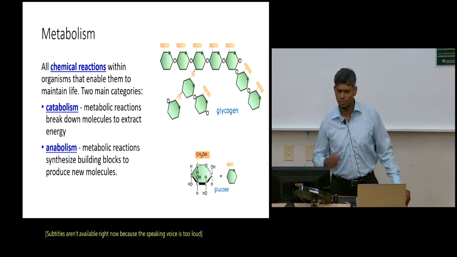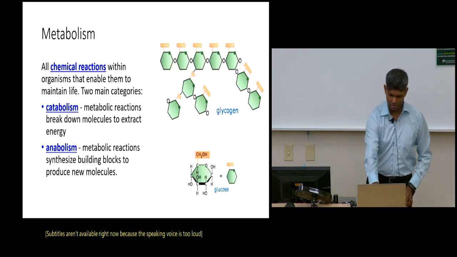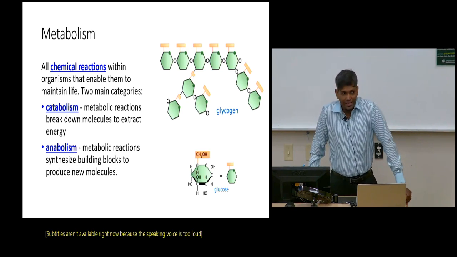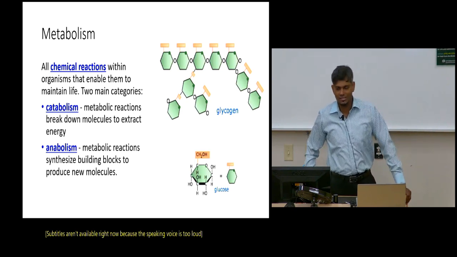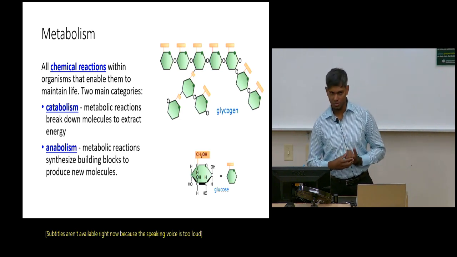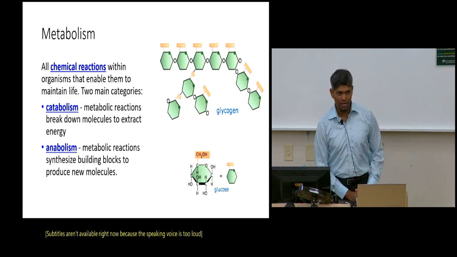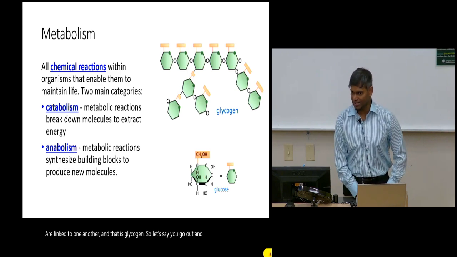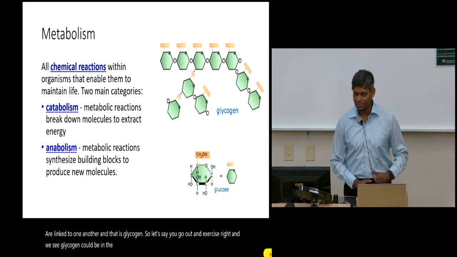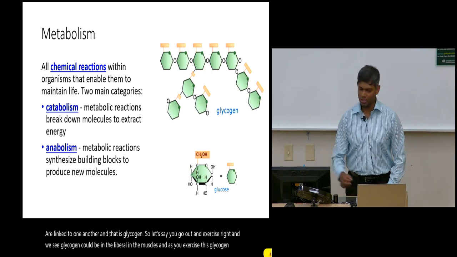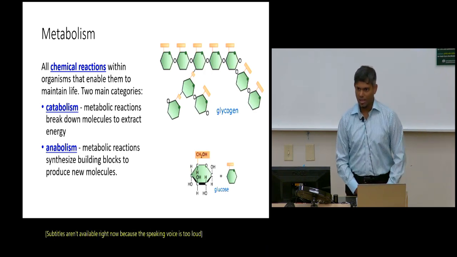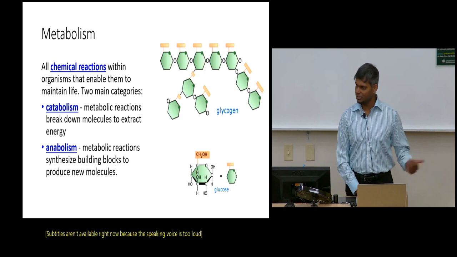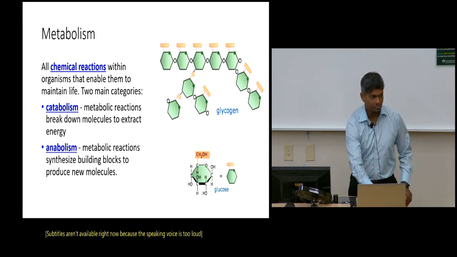To give you examples of both these types of reactions, I want to draw your attention to this cartoon here. On the upper panel, you see glycogen being depicted, and glycogen is a polymer of glucose subunits. All of these glucose subunits are linked to one another, and that is glycogen. Let's say you go out and exercise. Glycogen could be in the liver, it's in the muscles, and as you exercise, this glycogen is broken down into glucose subunits, and those glucose subunits can be used to make ATP. This breaking down of glycogen into glucose is an example of catabolism.